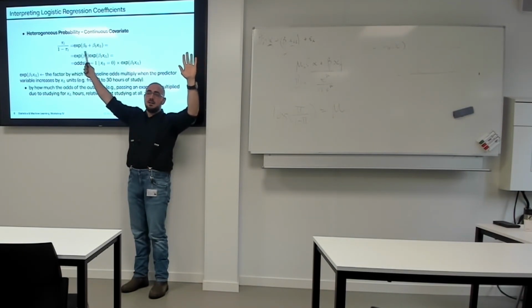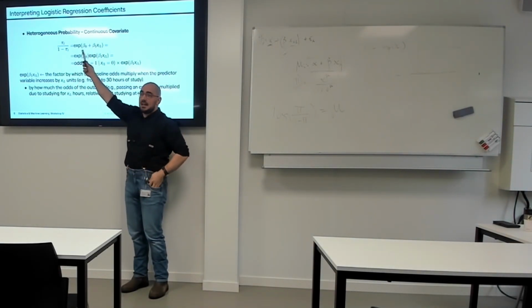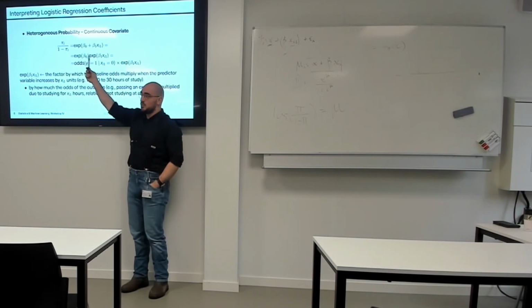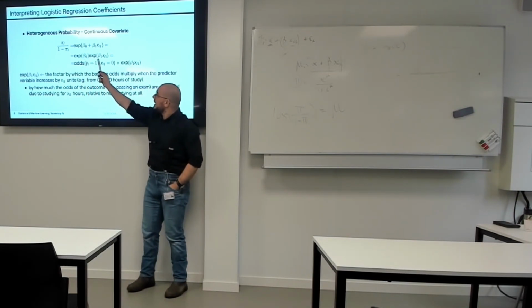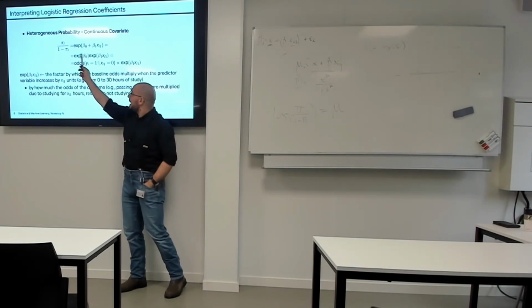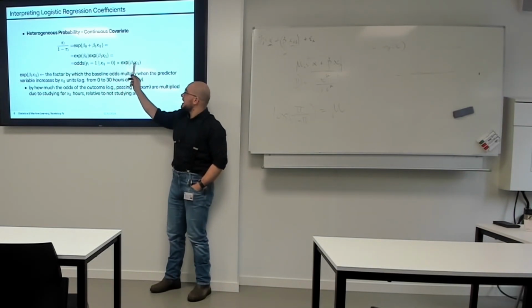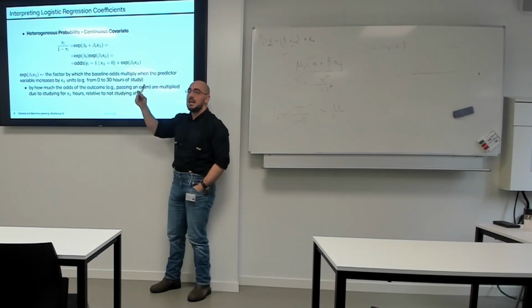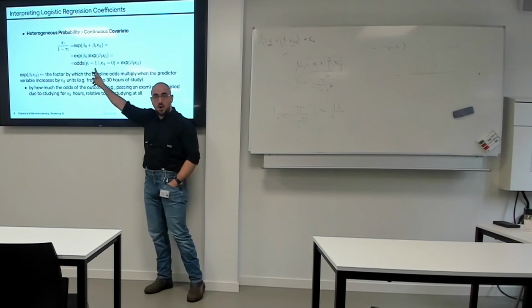Okay. So when I have an addition inside an exponential, that means I can multiply the two exponentials together. So I have the exponential of beta 0 multiplied by the exponential of beta 1 times x1. So I have my baseline odds multiplied by the exponential of beta 1 x1. So the exponential of beta 1 x1 is the factor by which I multiply my baseline odds.